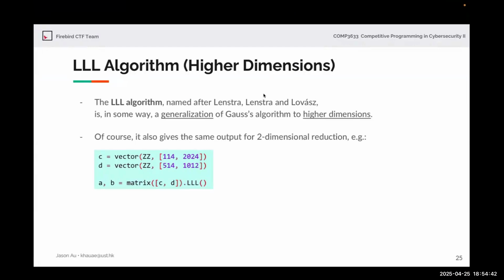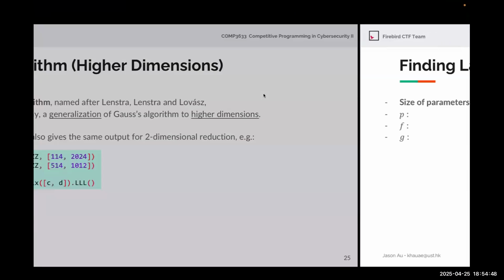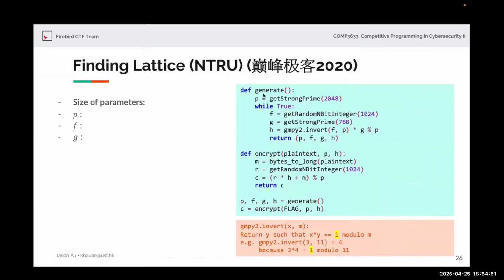So we use it in the next demonstration. Okay. So this one is actually a competition question in 2020. Let's check the function. This function would generate some keys. The keys include some numbers P, F, G, H, and then it returns these four numbers to the program. And then we have a ciphertext. So this is C. C is the final ciphertext.